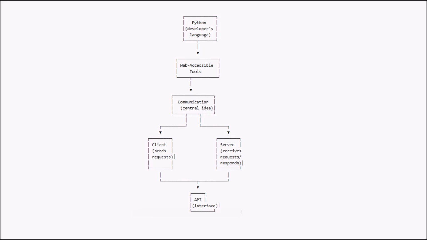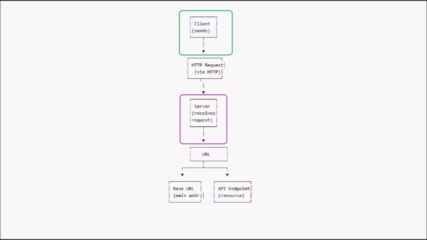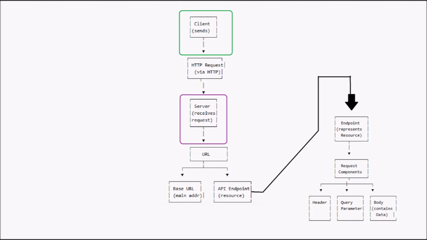When working with Python to build web-accessible tools, the central idea is communication between a client and a server through an API. A client sends an HTTP request to a server using HTTP, often targeting a specific URL that includes a base URL and an API endpoint. That endpoint represents a resource, and the request may include a header, query parameter, or a body containing data.